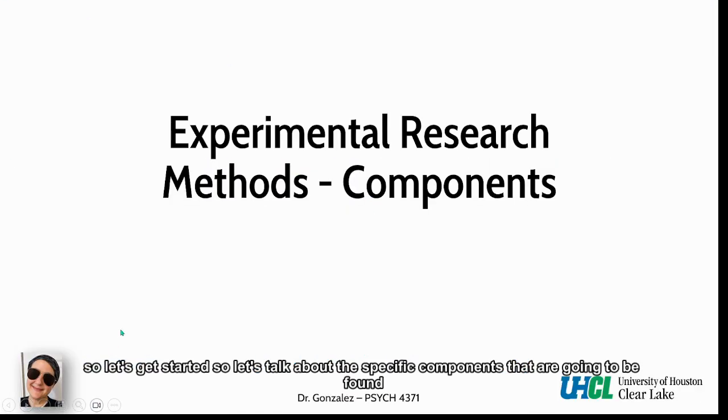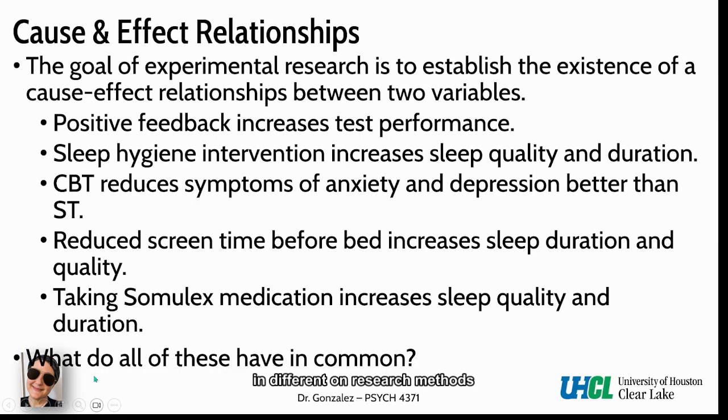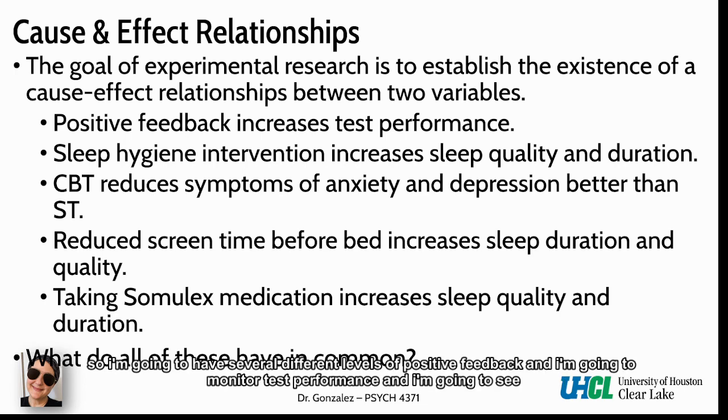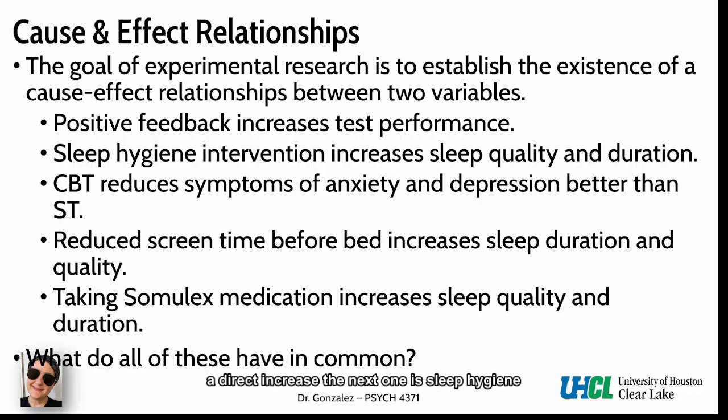So let's get started. Let's talk about the specific components that are going to be found in different research methods for experiments. You've got to remember the goal of an experiment. The goal of any experiment is to establish and highlight that cause and effect relationship between two variables. So I've listed several examples here. The first one is positive feedback increases test performance. So I'm going to have several different levels of positive feedback, and I'm going to monitor test performance, and I'm going to see a direct increase.